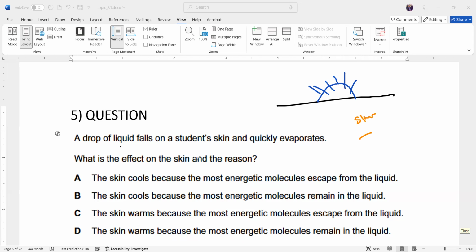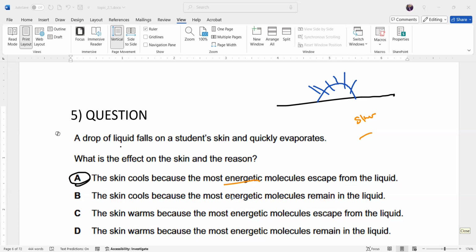So what is the effect on the skin and the reason? The skin cools because the most energetic molecules escape from the liquid. Because when the most energetic molecules escape, the molecules left behind have low energy. That's why it will produce a cooling effect. So if you use a perfume, or when a person sweats, the body also cools down, because in the case of sweat, as the water molecules escape, they take the energy and we cool down the body.